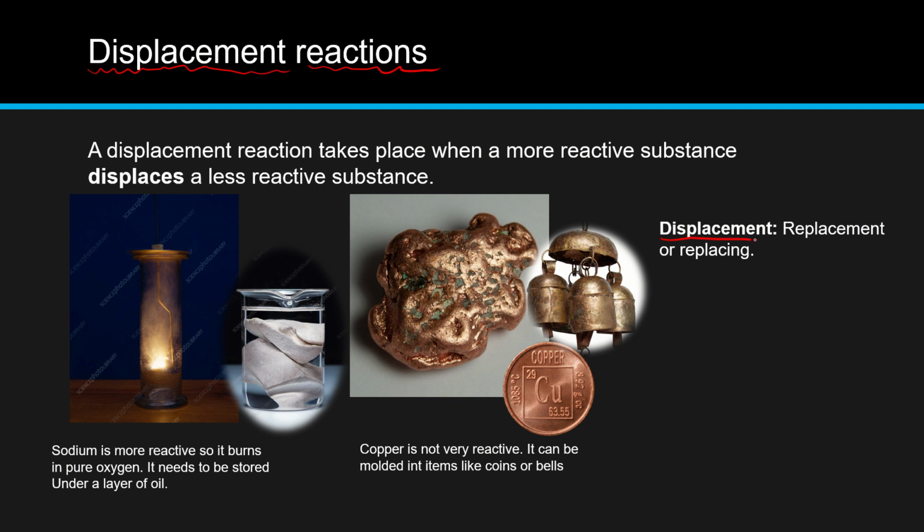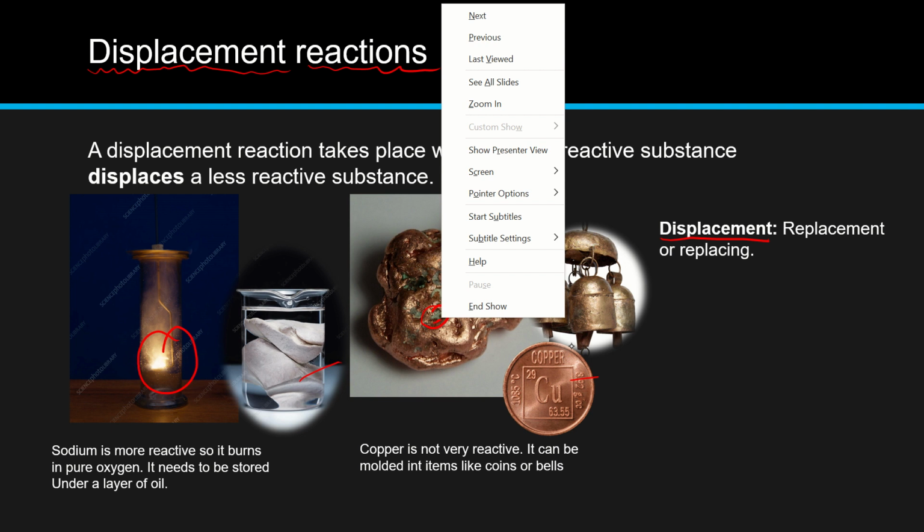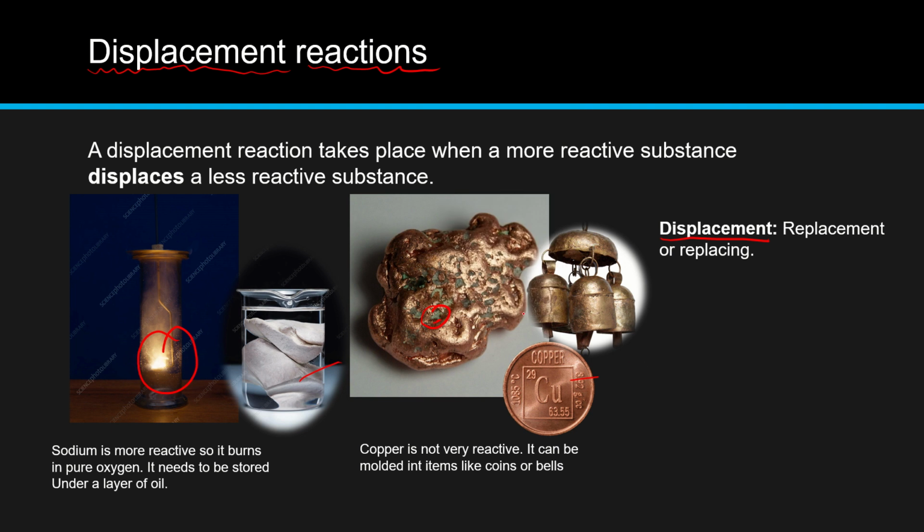Displacement means replacement or replacing. So, for example, I've given an example, copper and sodium. Sodium, as you can see, is reacting more vigorously in oxygen, whereas copper just produces this black powder over here. So sodium therefore reacts more vigorously. It is a more reactive substance. This is a least reactive substance.